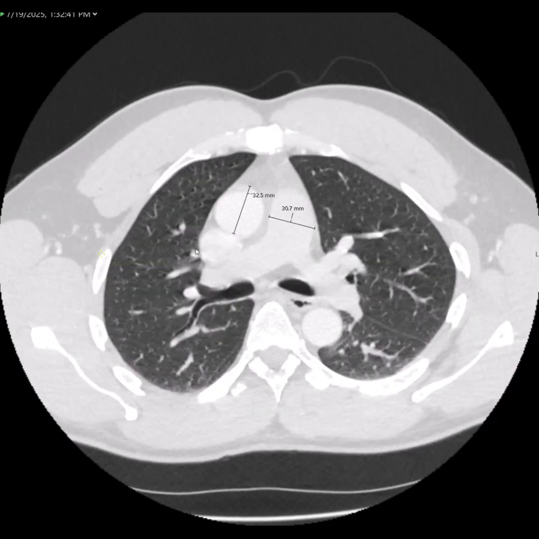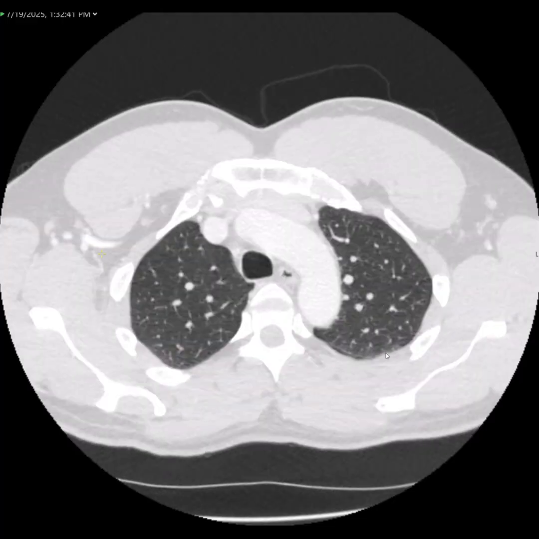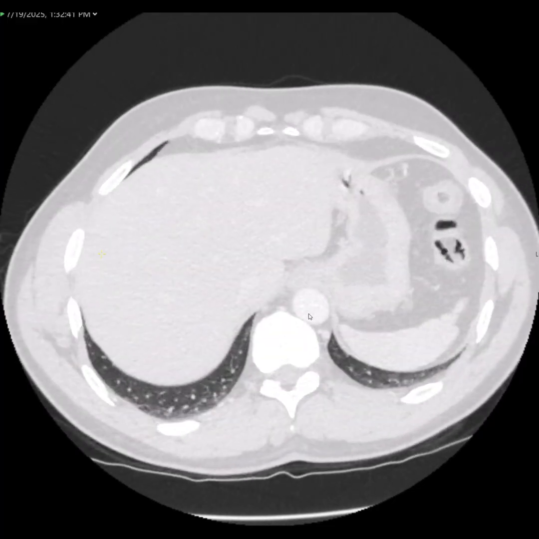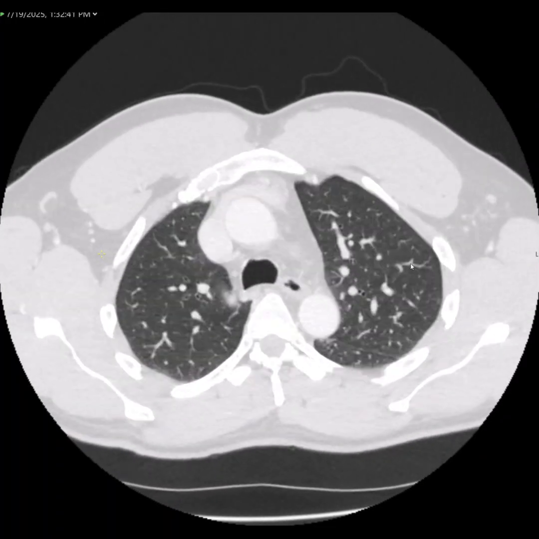Looking at the upper region as well, everything looks normal in the upper right lung. Looking at the left lung, again going back down to the lower section, everything looks normal in the pleura. Working my way up to the top, everything looks normal as well here.